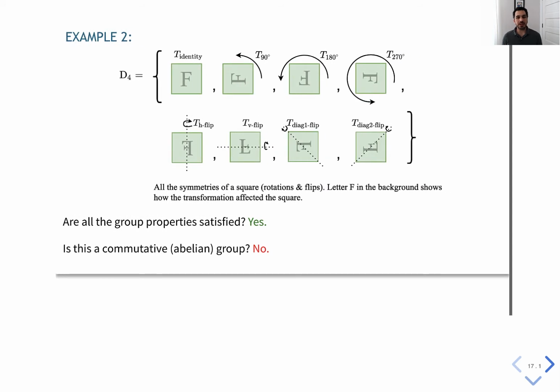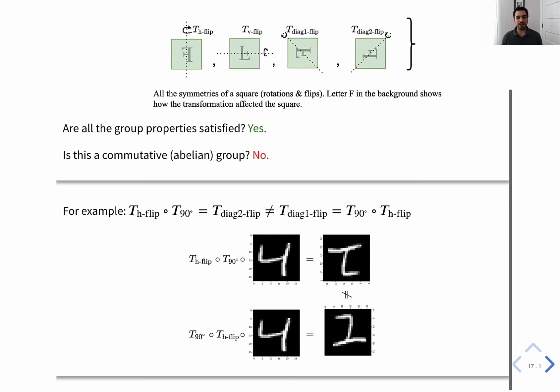Now consider adding flips, vertical, horizontal, diagonal, and rotations. Is this a group? Yes. Is this a commutative group? No, it's not an abelian group. For instance, horizontal flip and then 90-degree rotation, against 90-degree rotation and then horizontal flip, give you different transformations.